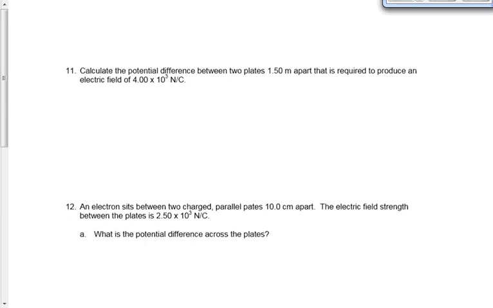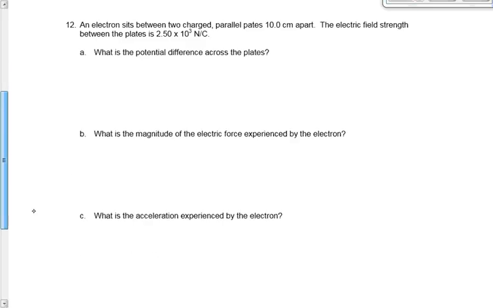Finally, last question we need to go over here, number 12. An electron sits between 2 charged parallel plates 10 centimeters apart. The field strength between the plates is 2,500 newtons per coulomb. The electron sits between these 2 plates.